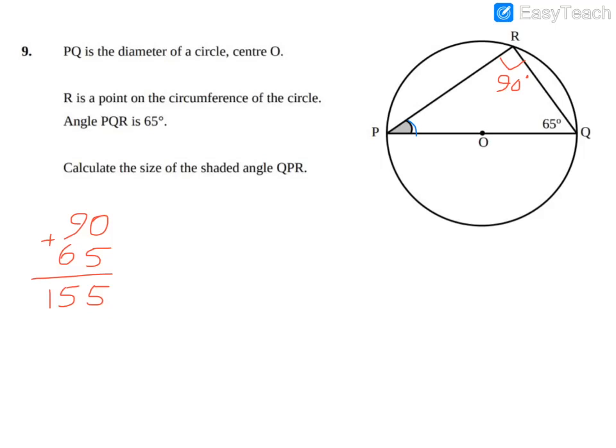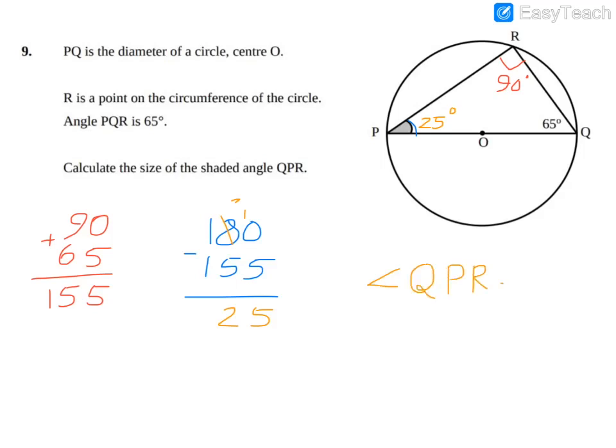So I know this plus this needs to make 180. So let's do 180 take away what we've got so far, which is 155. And we're going to get 0 take away 5, I can't do, so we're going to do a little bit of borrowing. 10 take 5 is 5, 7 take 5 is 2, 1 take 1 is nothing, so we've got 25 degrees. 25 degrees is my final answer, so angle QPR equals 25 degrees. There's my last answer on that question.